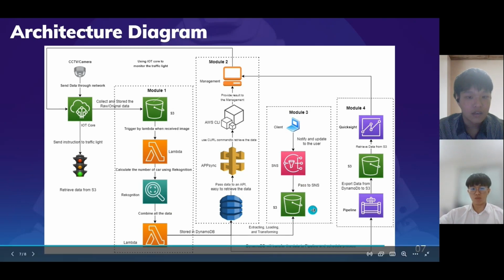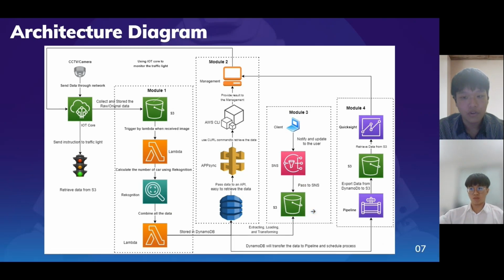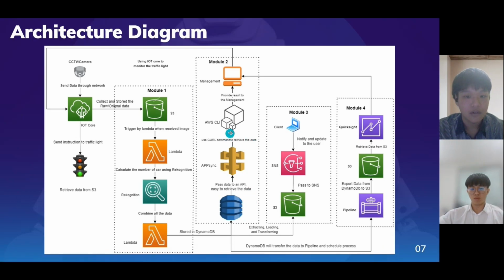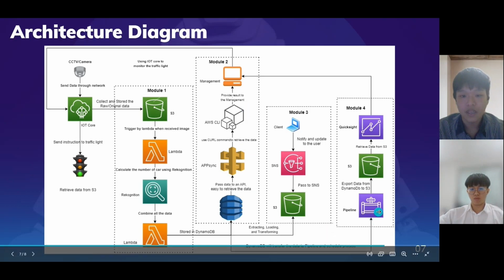On the other hand, the processed data will also be stored in DynamoDB. The AWS AppSync will create a RESTful API for retrieving the data from DynamoDB, and the AWS CLI uses the curl command to retrieve the data from the API and provide results to the management. Management will be able to monitor the traffic light by sending an instruction to the IoT Core, and then the IoT Core will pass the instruction to the traffic light.